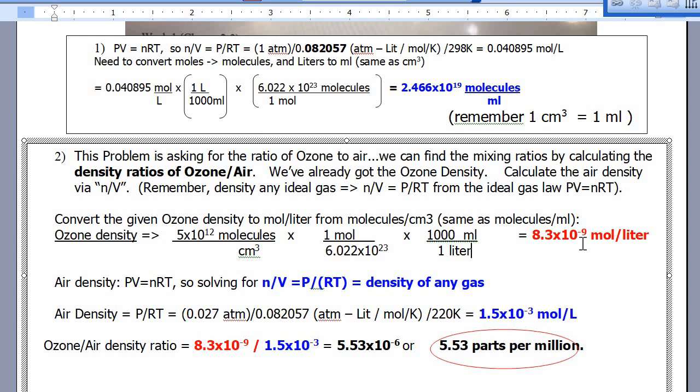Okay? So now we just need to do our density ratio, which is the same as mole ratio. They're all the same for gases. The gases are nice that way. So here's the ozone concentration, or density as they're calling it, divided by the air density, which gives 5.53 times 10 to the minus 6, which is 1 part per million. If it were minus 9, it'd be part per billion. So whatever this exponent is, that's your unit here, the millions or billions or thousands or hundreds, whatever it is.